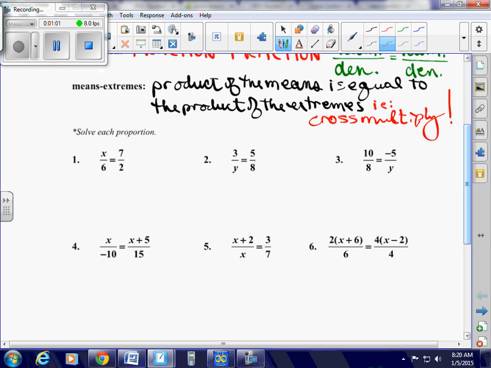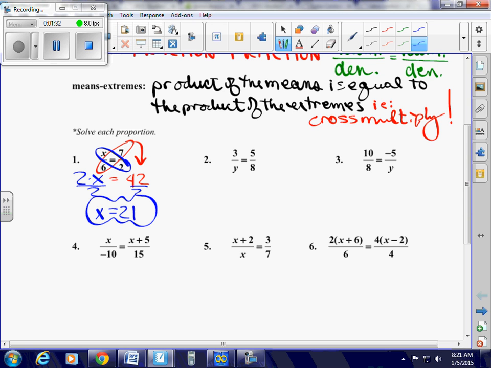Now what we mean when we're talking about the means are these two numbers right here. Those are the means, and we're going to cross multiply those, and we get 42. The extremes are these two numbers here. Take 2 times x and we get 2x. How do you solve this? Divide both sides by 2 and you get 21.